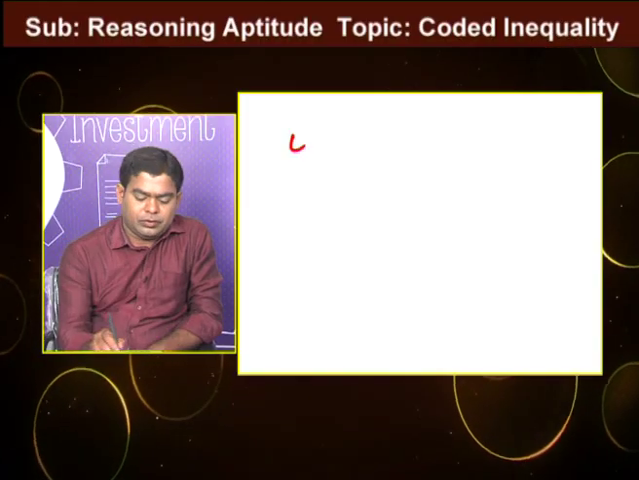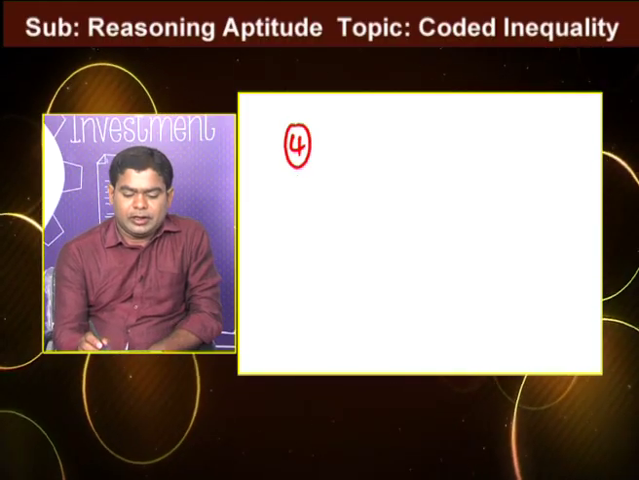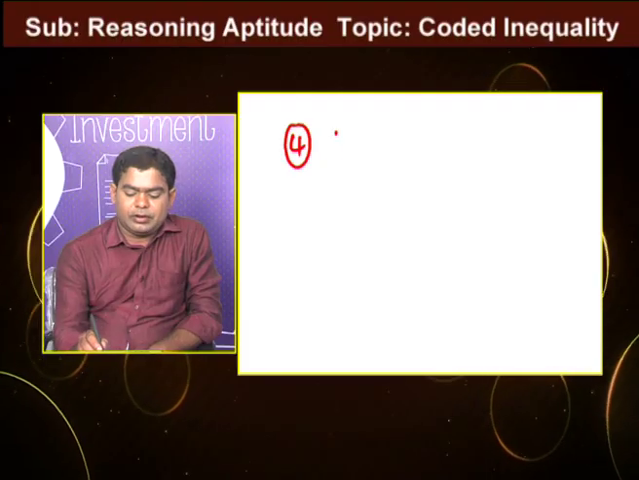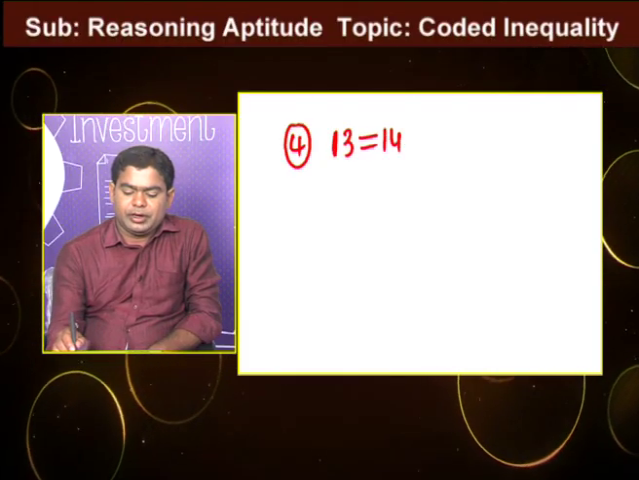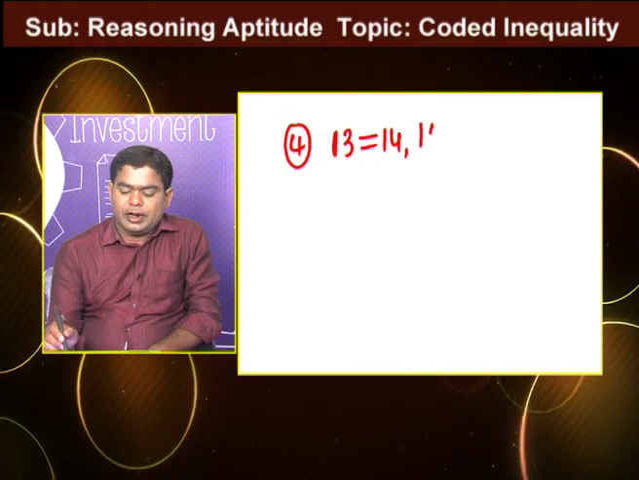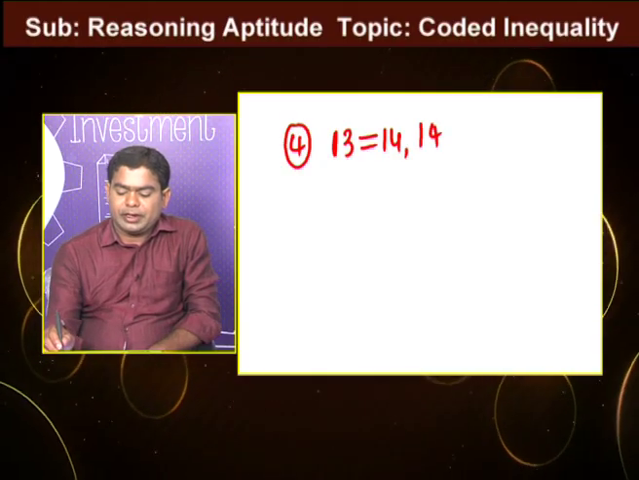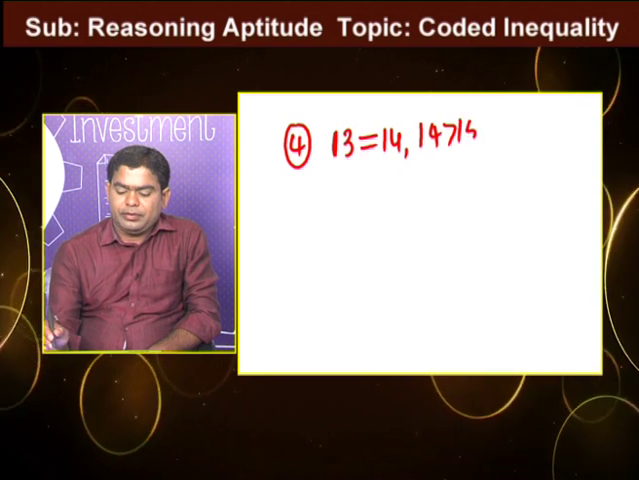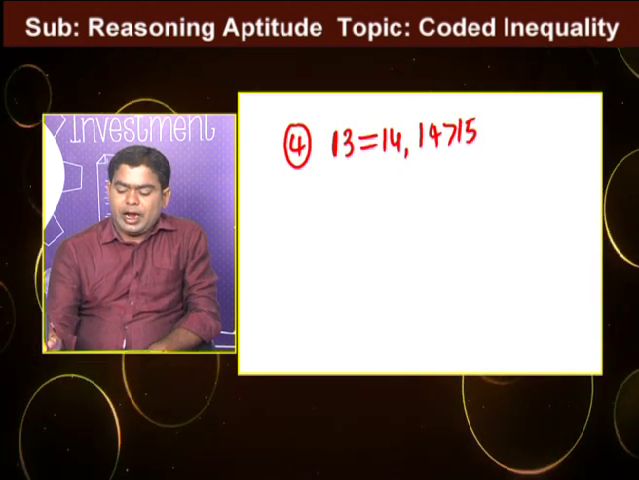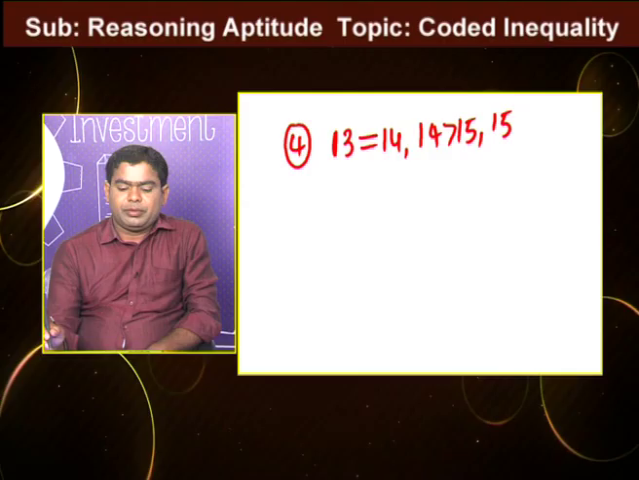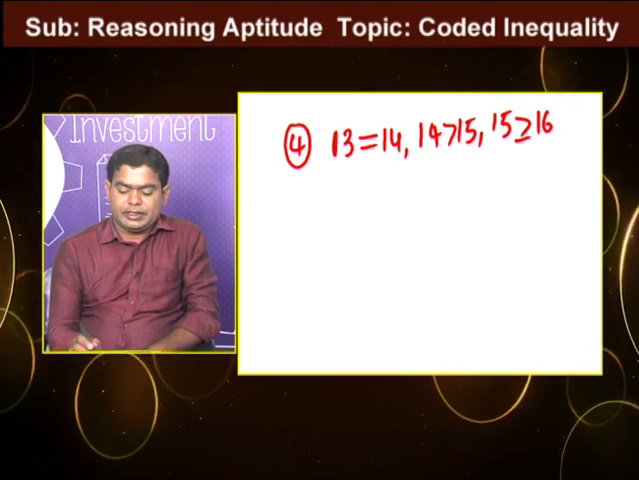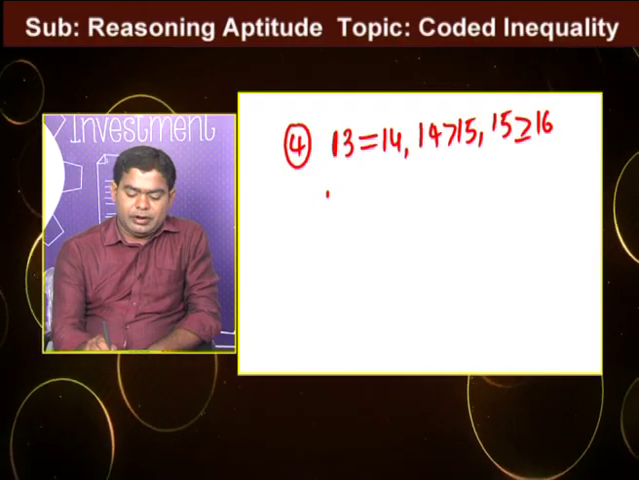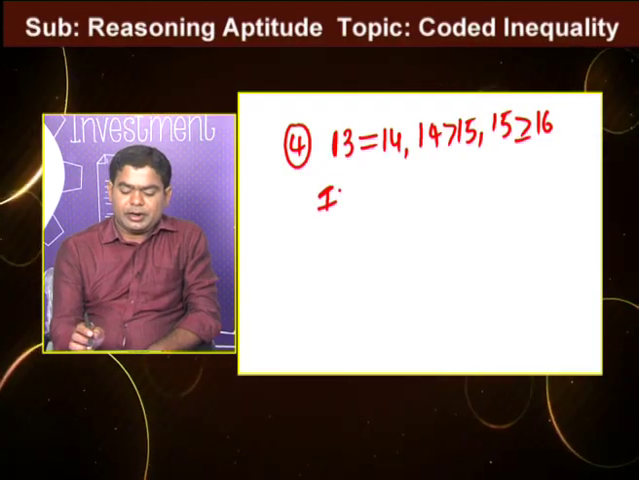So here the fourth one, that one is 13 copyright 14. According to our question paper, copyright is denoted as equal, 13 equal to 14. 14 dollar 15, dollar means according to our question paper greater than, so 14 greater than 15. Next, 15 ash 16, according to our question paper ash is denoted as greater than or equal to 16. So this is the statement.